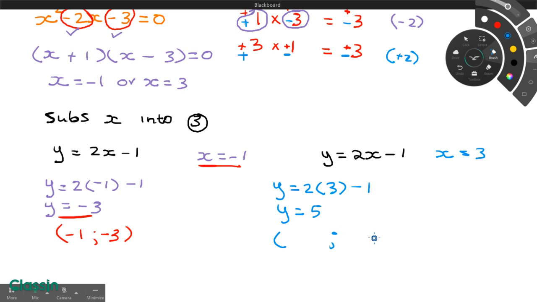Write them in the form of coordinates. Which value did you use? You used 3, therefore you put 3. What is the value of y that you calculated? It is 5, then you put 5. And these are your solutions. And this is where 6 marks comes from.